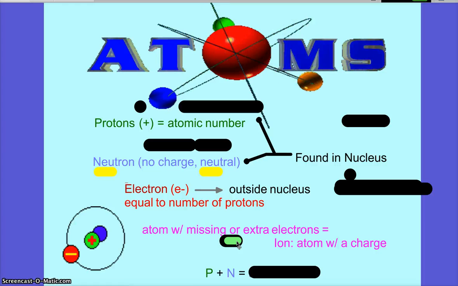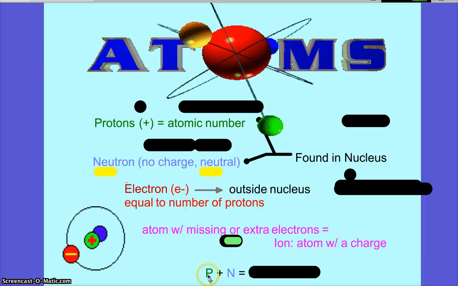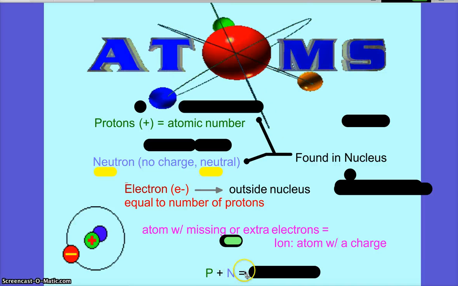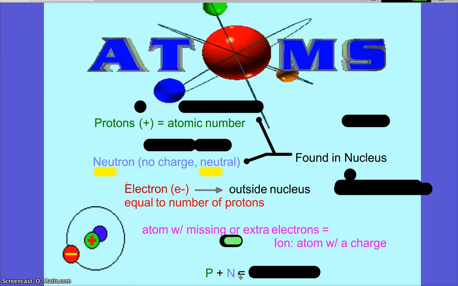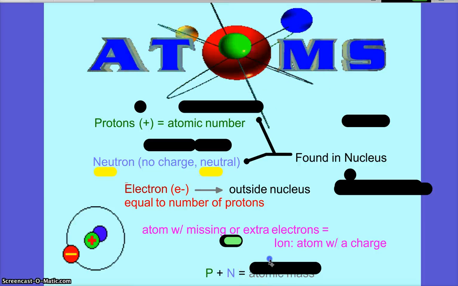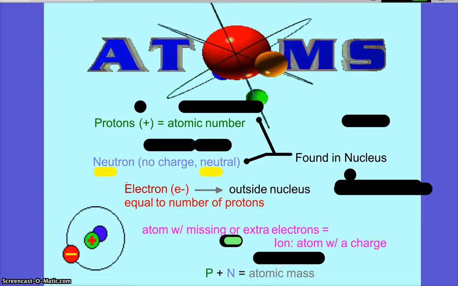So lastly, definition-wise, when we take protons and we add neutrons, so we take the number of protons and we add the number of neutrons, does anybody know what that gives us for the atom? Yes. Good job. Atomic mass. Good job, Nick.